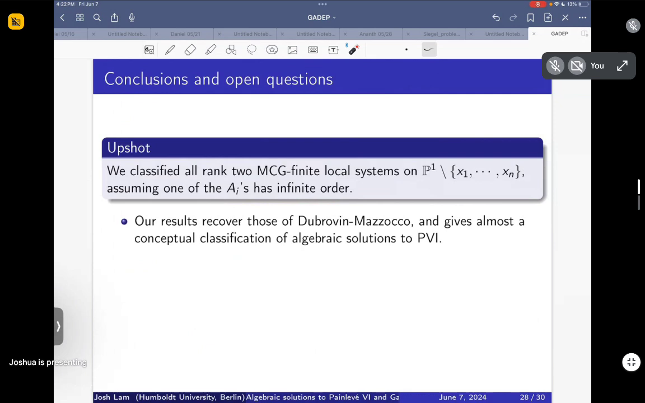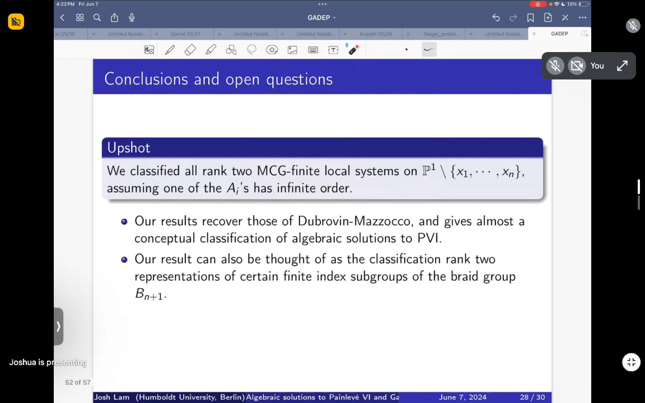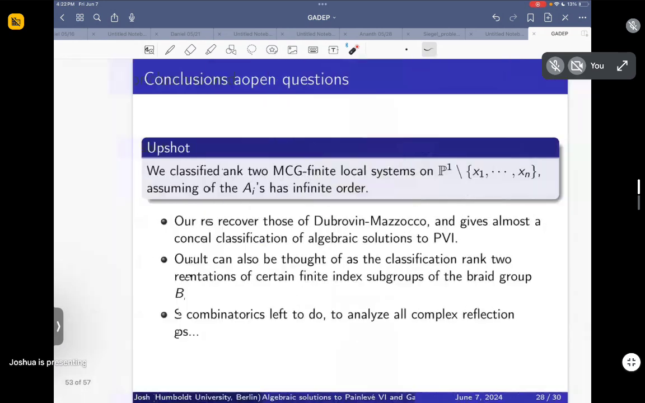So our results recover the one I mentioned due to Dubrovin and Mazzocco in 2000. And we almost give a complete conceptual classification of the algebraic solutions to Painlevé VI. I said that this classification of MCG finite local systems on P1 minus 4 points is equivalent to finding algebraic solutions to Painlevé VI, and that's what we give. If you like, this can also be thought of as some kind of classification of rank 2 representations of a finite index subgroup of a braid group. Let me not say too much about that.